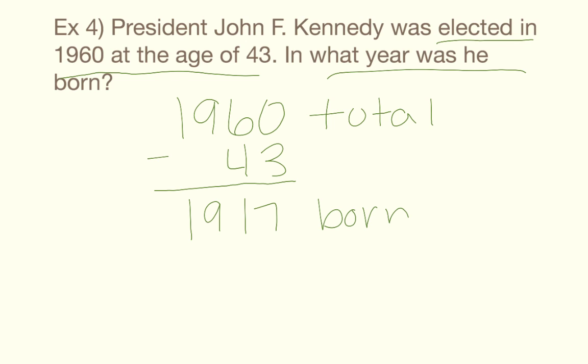So the 1960 is our total number, the number where we end at, the peak number that we get to. The 43 is how old he is, so we have to subtract that from 1960 to get the year that John F. Kennedy was born, which is 1917.